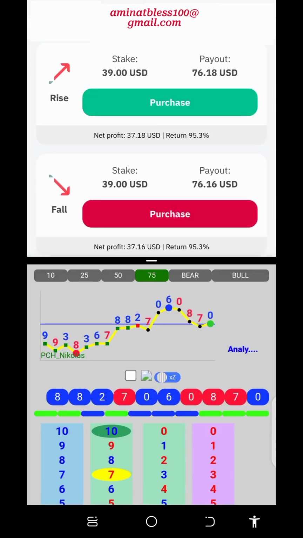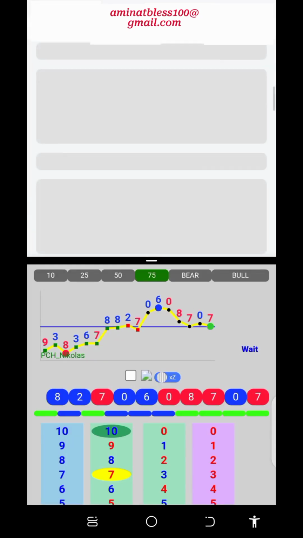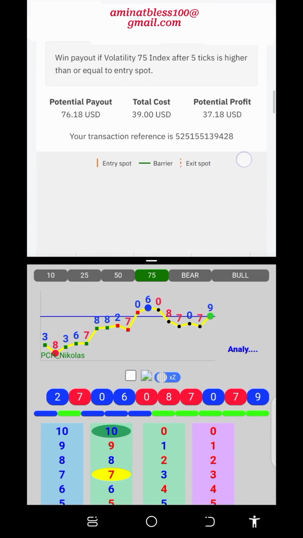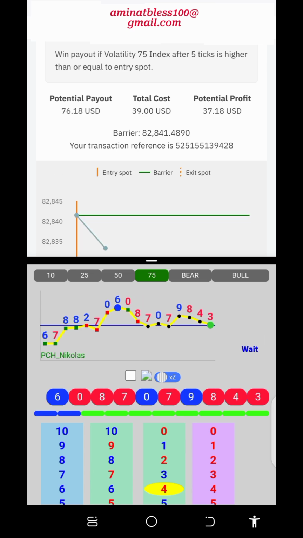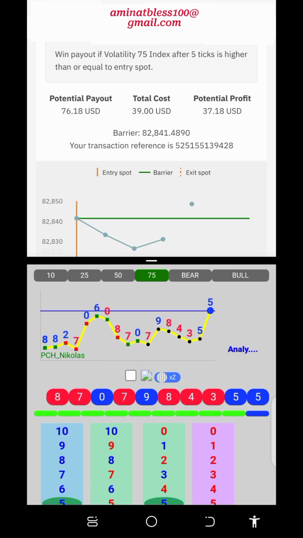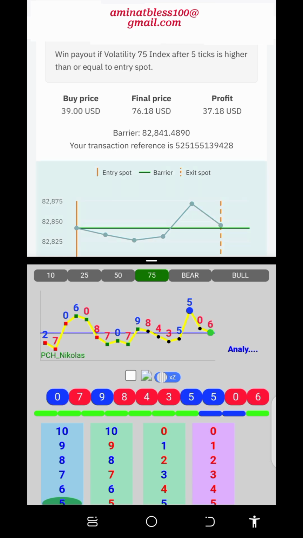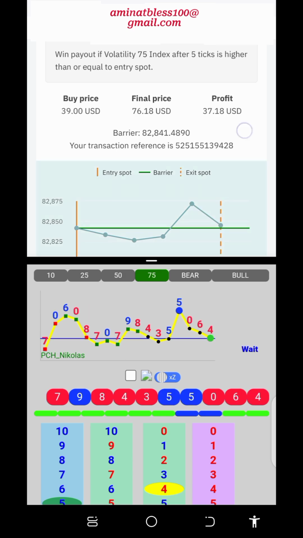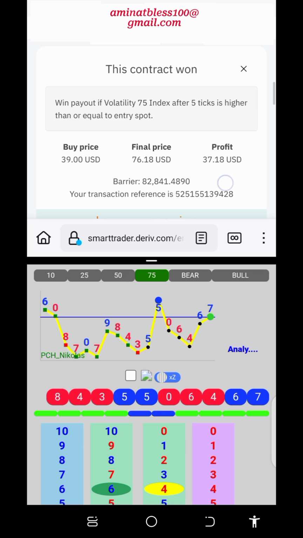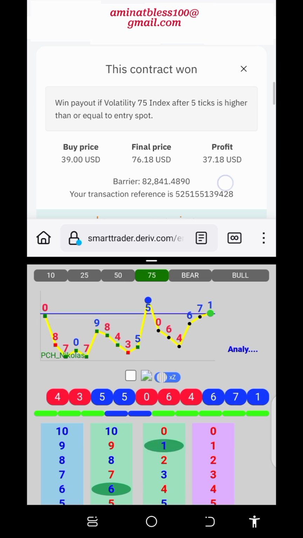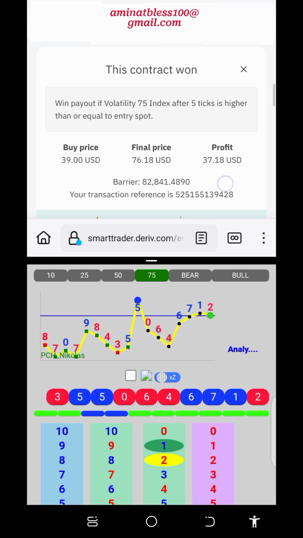Deriv.com is an online trading platform that provides users with the opportunity to trade a variety of financial instruments, including Forex, commodities, and synthetic indices. One of the unique features of Deriv.com is the ability to trade on the rise and fall market, which allows traders to profit from both upward and downward price movements. In this article, we will discuss how to effectively trade the rise and fall market on the Deriv.com platform.